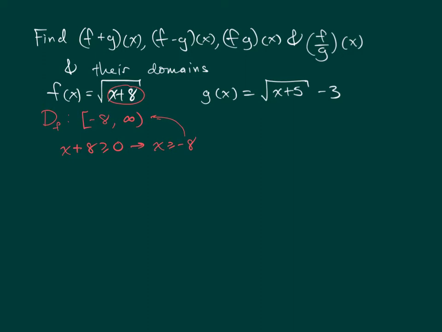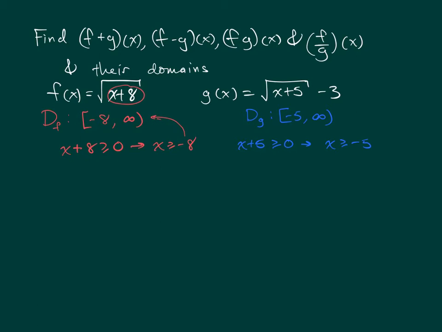And so we need to do the same thing for g of x. If you follow the same idea here, this x plus 5 is bigger than or equal to 0. That is, x has to be greater than or equal to -5. So the domain of g of x is -5 to infinity. That being said, now we can start adding and subtracting and multiplying and dividing these two functions.